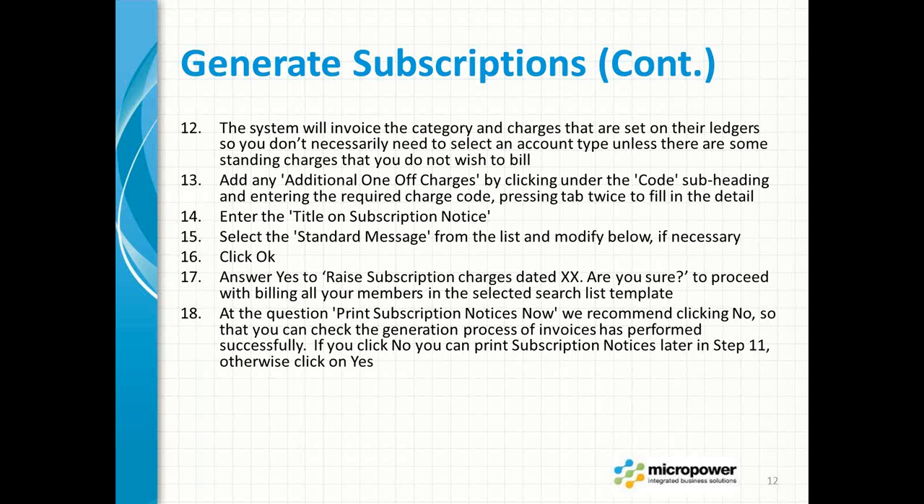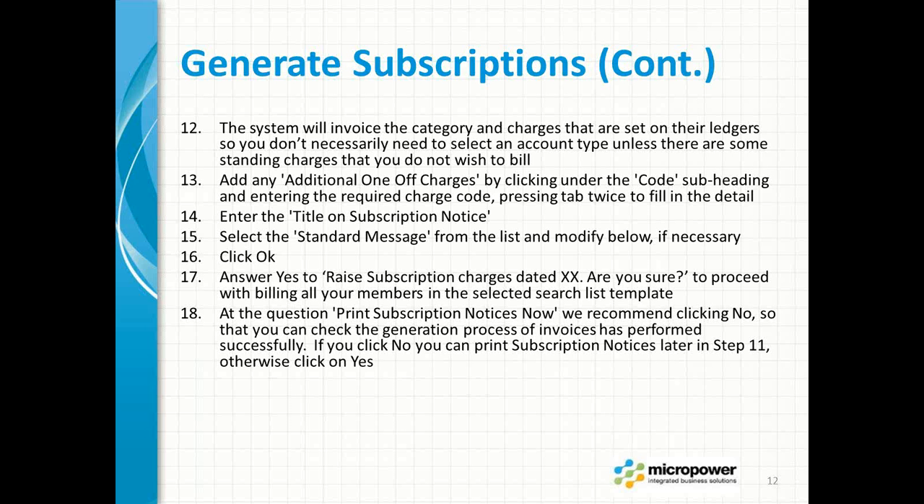And then at this point you add any additional one-off charges. For whatever reason you might be doing a building levy for one year, or a water levy or something like that. What you can do is click under the code subheading and enter any required charge codes. Just remember to press the tab twice to fill in the detail. That's how you add any one-off charges.